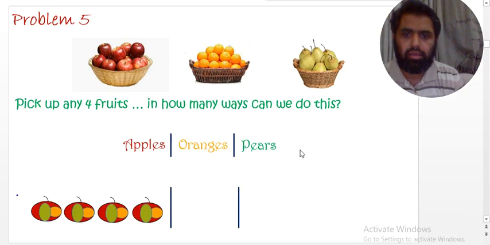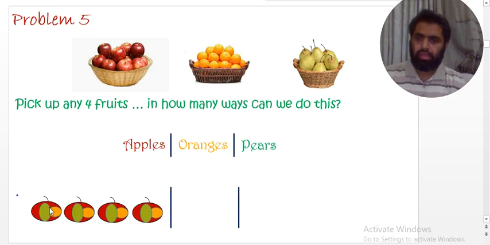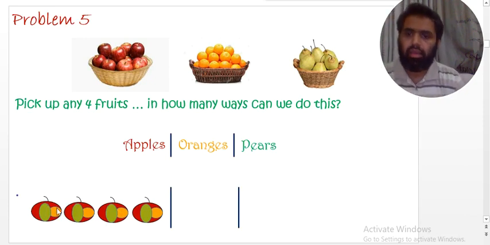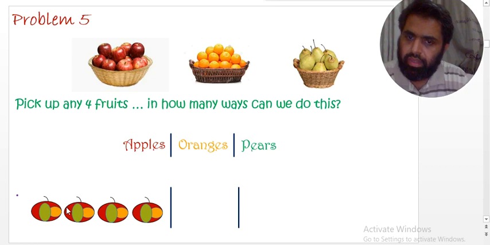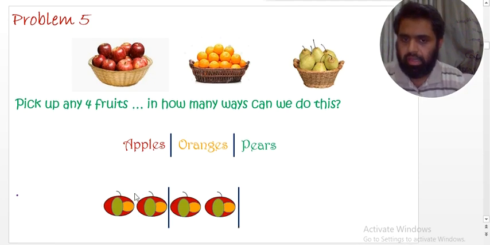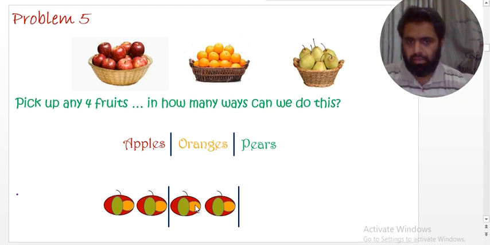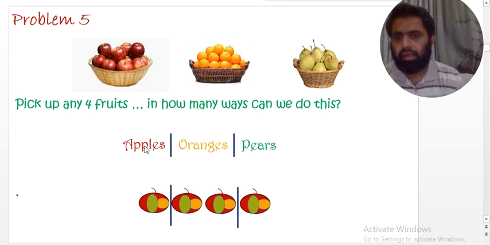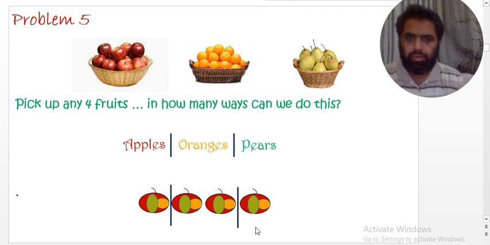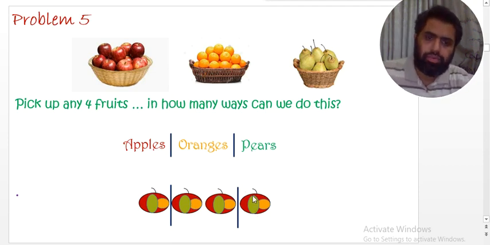So I can choose all 4 fruits from the apple side. I've just made these fruits generic, we don't know whether it is orange or pear or apple. We just call it our fruit. So I can choose all 4 fruits from apple, or I can make some divisions. I can pick 2 fruits from apple and 2 fruits of type orange, or maybe I can take 1 apple and 2 oranges and 1 pear.